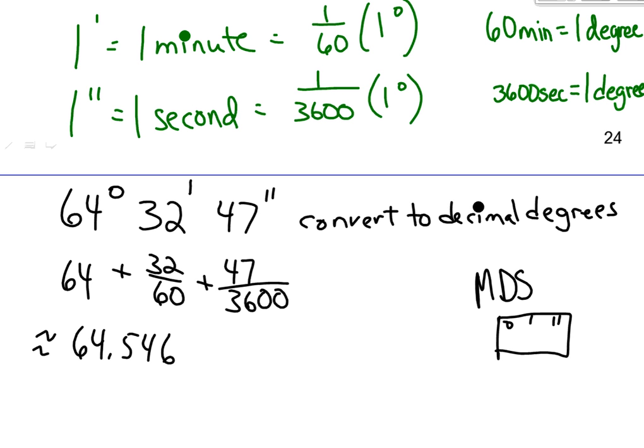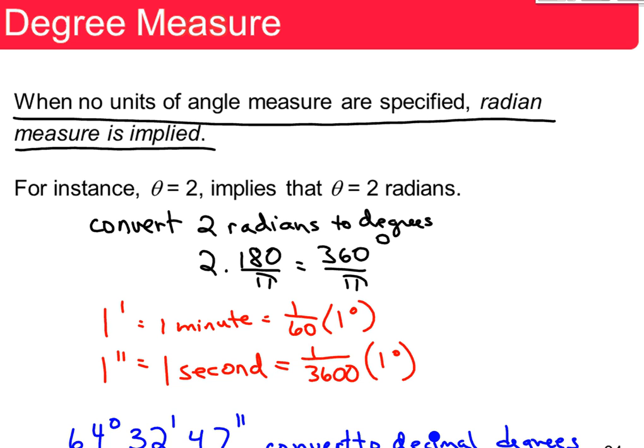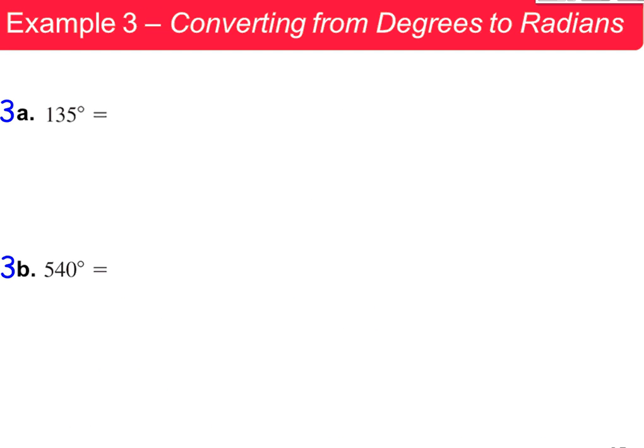But that's just a little extra thing to think about right now. What we really want to do is convert from degrees to radians. I'm just going to write this problem on here. So 135 degrees, you're going to take 135 degrees times pi over 180. And generally, we want to reduce that fraction. So 135 pi over 180.